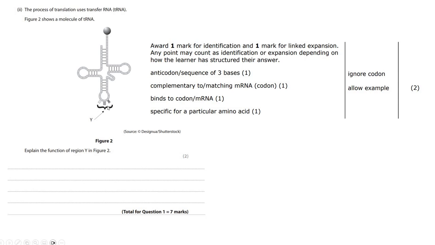So, Y is an anticodon, which is complementary to the codons on mRNA, and therefore it binds to the codon on mRNA, and it brings a specific amino acid for each specific sequence. So anticodon, complementary to the mRNA codon, so it binds to that mRNA codon, and it is specific for a particular amino acid.